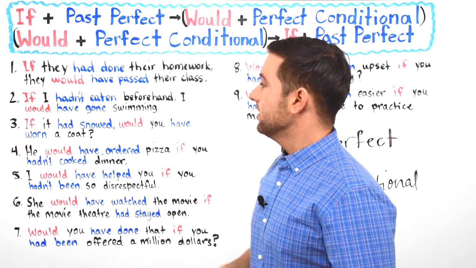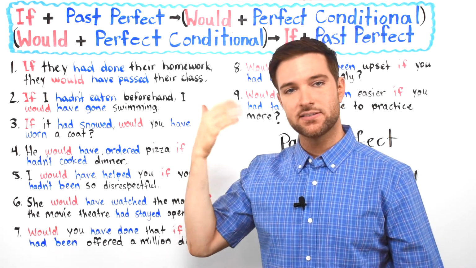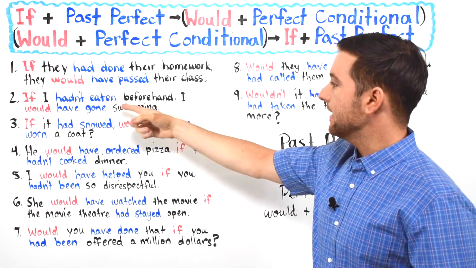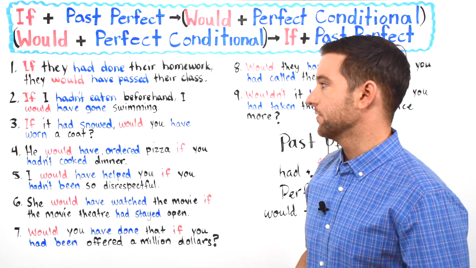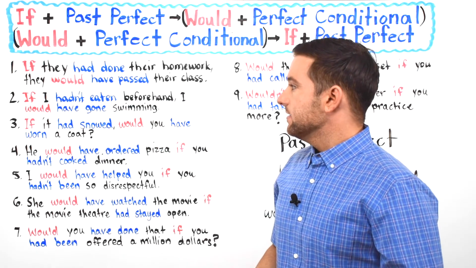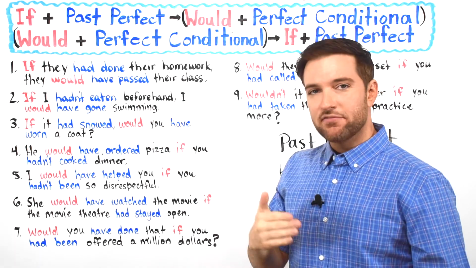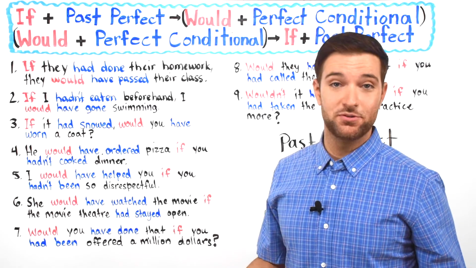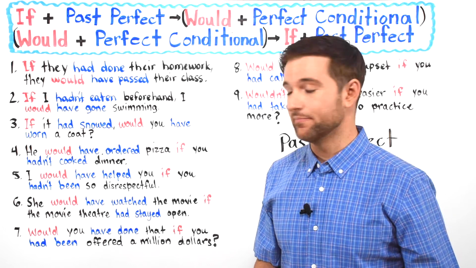Number two, if I hadn't eaten beforehand, beforehand is like in the past, like prior to doing something else. If I hadn't eaten beforehand, I would have gone swimming. So basically, maybe you ate dinner and then you know how you have to wait maybe 40, 50, 60 minutes? Some people do that at least, okay? You wait a little bit of time before you go into the pool.